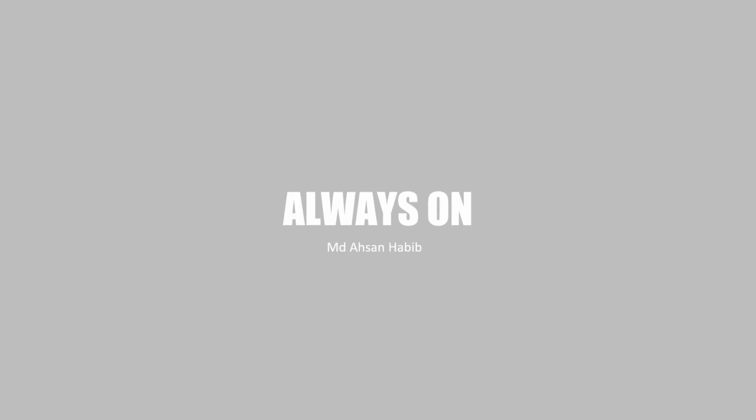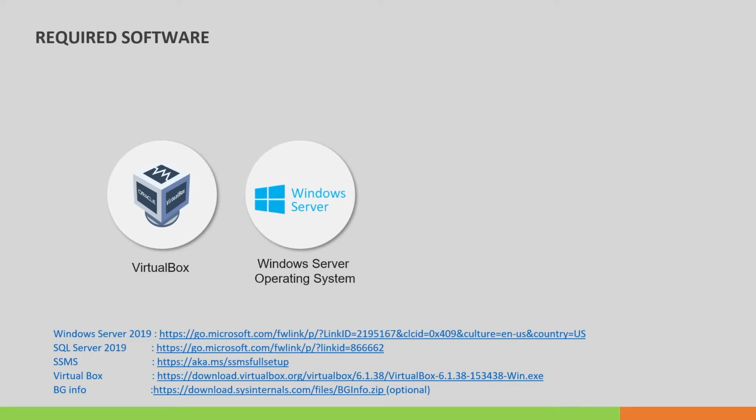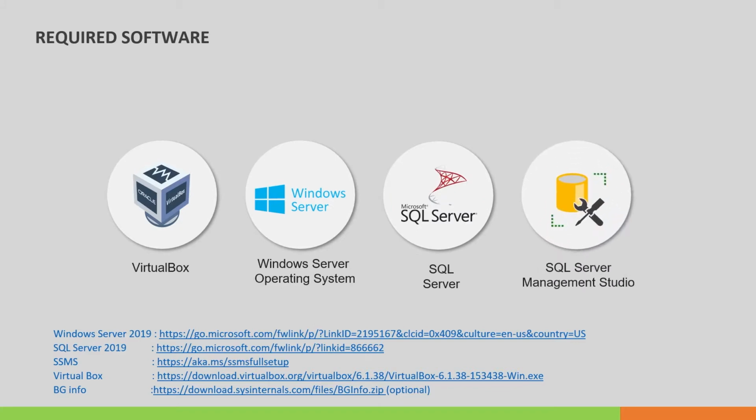Today I'm going to show you how to configure Always On. To configure Always On, you actually need four software. First, VirtualBox. You need a Windows operating system, like Windows Server. Then you need SQL Server. Then last, you need SQL Server Management Studio. I will provide the download link in the description.